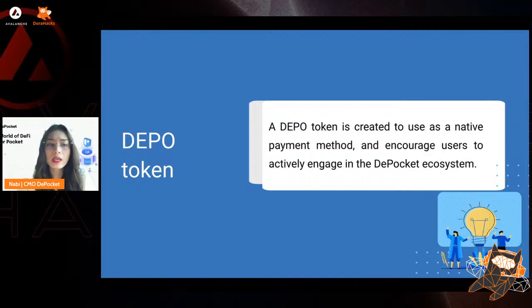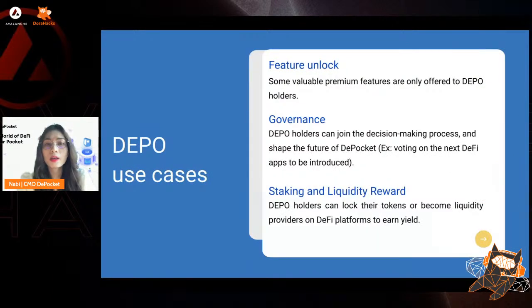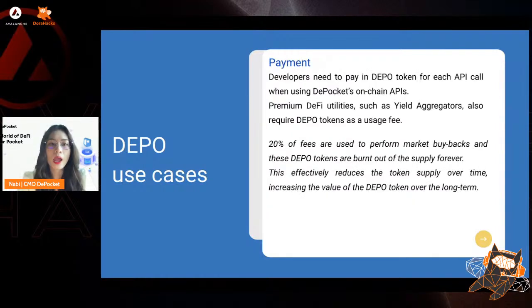DePocket token. Here are some use cases of the token, like feature unlock, governance, staking, and liquidity reward. And payment: developers need to pay in the token when they use our APIs, and 20% of the fee will be burned forever.